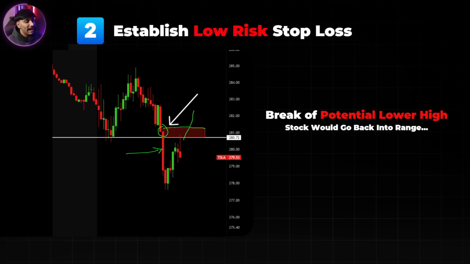If we break back into this level, this either means that the stock is now going to move back to the upside because buyers are overpowering sellers and turning this resistance into support, or this means that the stock just may range and consolidate in between these highs and lows, and that is going to give us sideways action. So we don't want either of those scenarios to happen. For the most low risk stop loss, our stop loss is simply going to be the break of the impulsive candle that broke below this 280.72 key level.